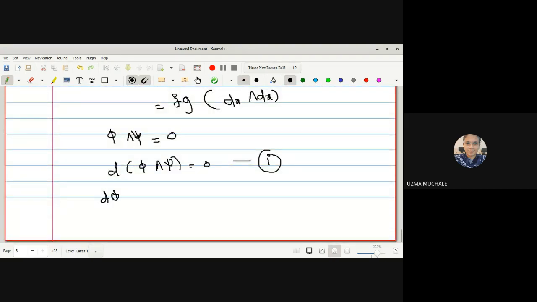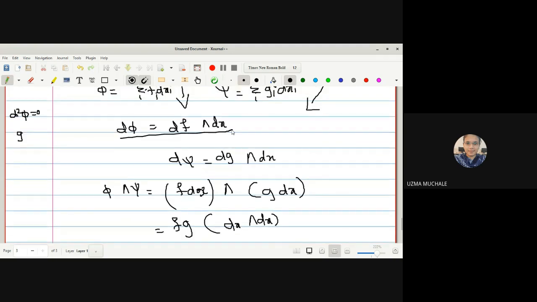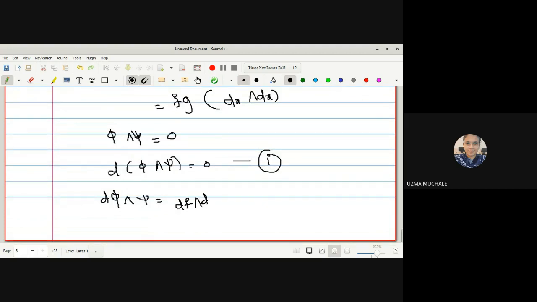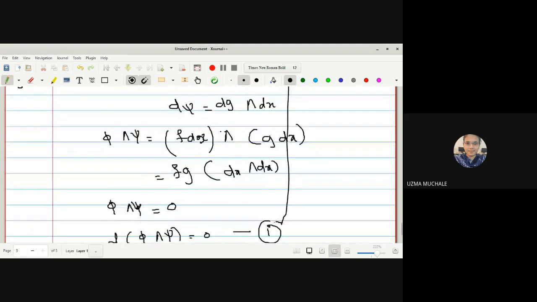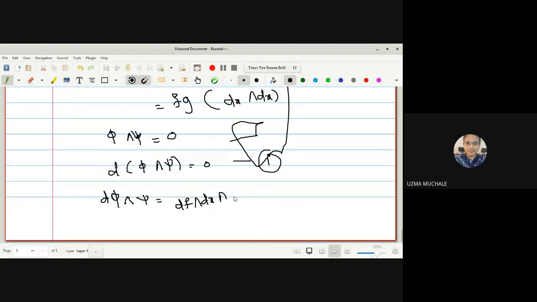d phi wedge product with psi is equal to d phi, which we have already evaluated; you can see here what d phi is. It is df wedge product with dx wedge product with psi. What is the value of psi? We have written g dx. Again, if I take g outside, what remains is df wedge dx wedge dx. So it is 0. So the result is 0.